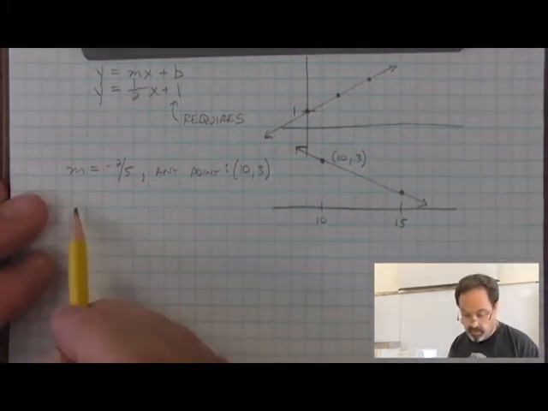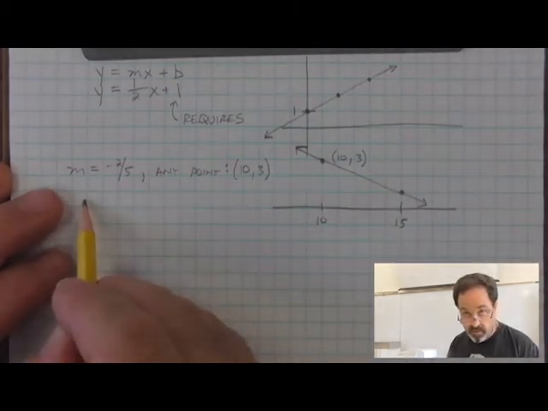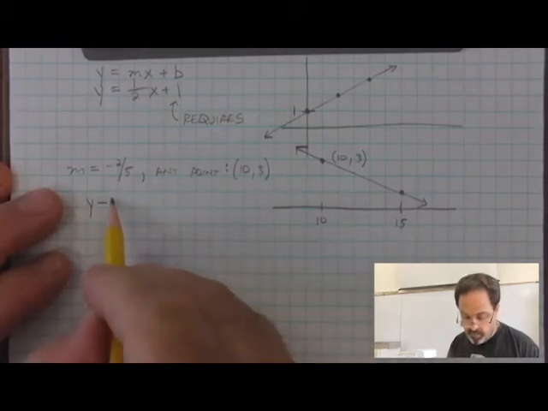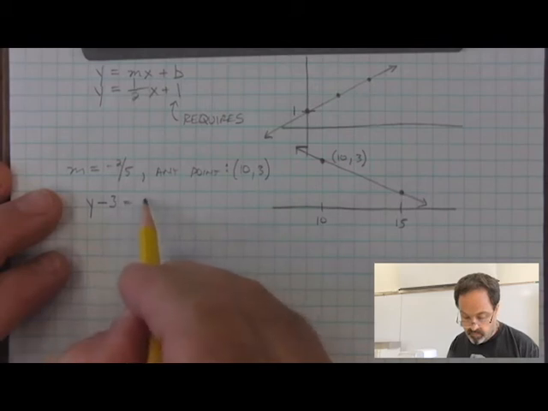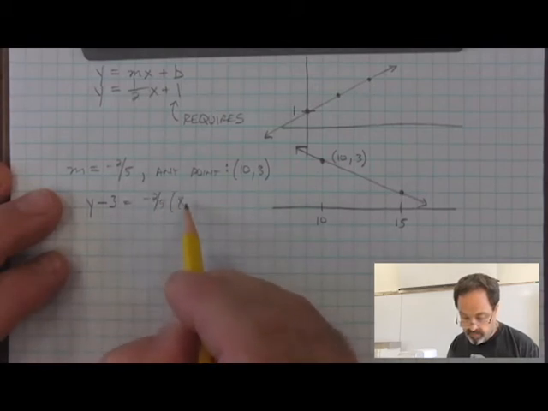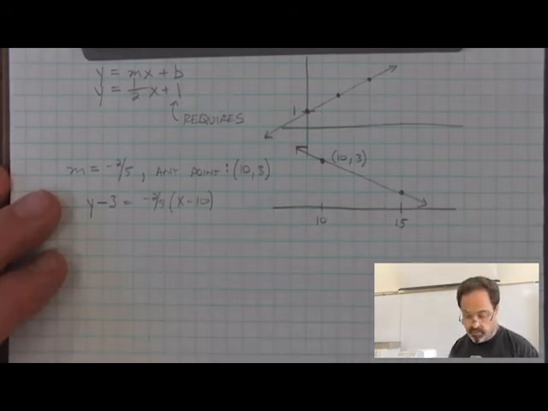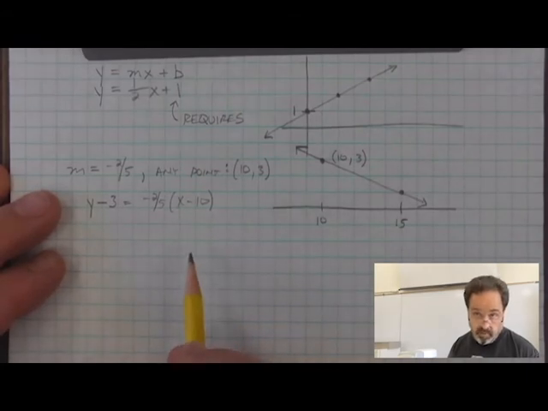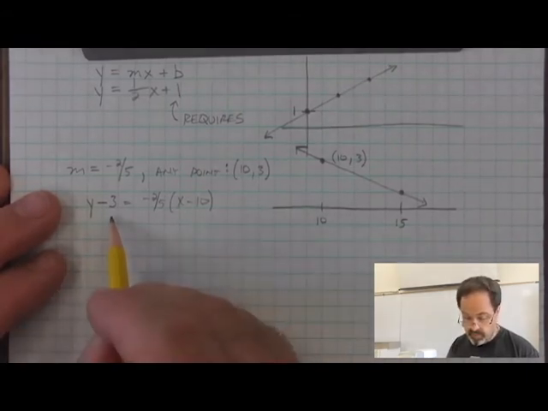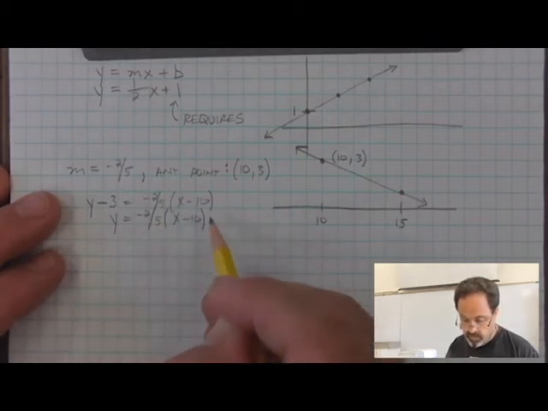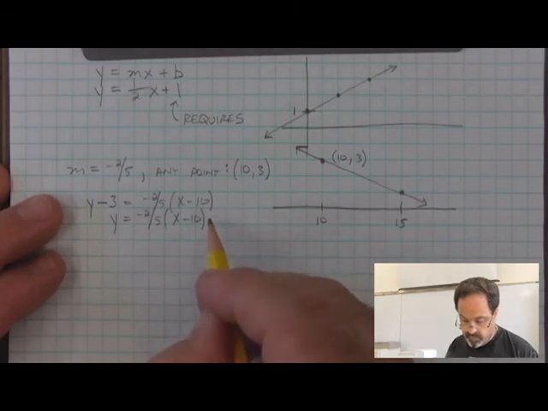I can immediately write the equation of this line as y minus the y information of this point is equal to the slope times x minus the x information of this point. And I've got the equation of the whole line. If I wanted to solve for y, as many of us are used to doing, though it's unnecessary, I could solve for y by adding 3 to both sides, and I would get an equivalent equation, y equals -2/5 times x minus 10, plus 3.